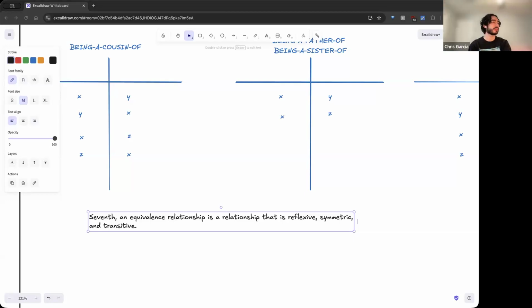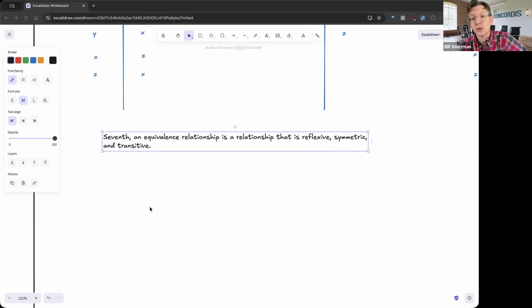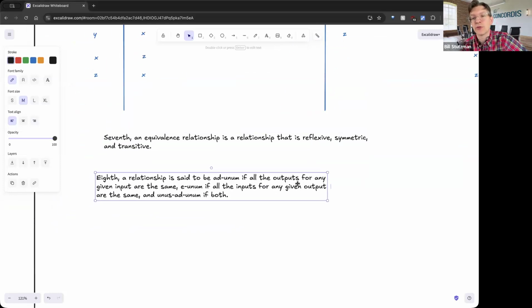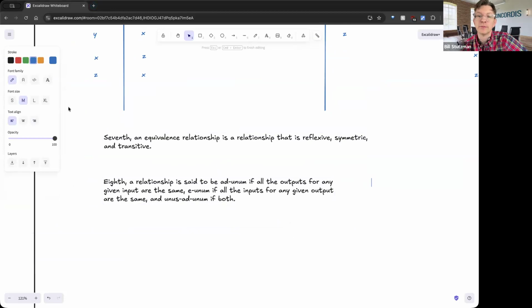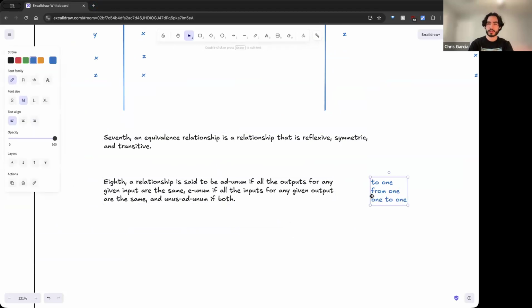Okay. I think we can do eighth. A relationship is said to be ad unum if all the outputs for any given input are the same, e unum if all the inputs for any given output are the same, and unus ad unum if both. Oh, and you guys probably already know, but it's the to-one, from-one, and the one-to-one.